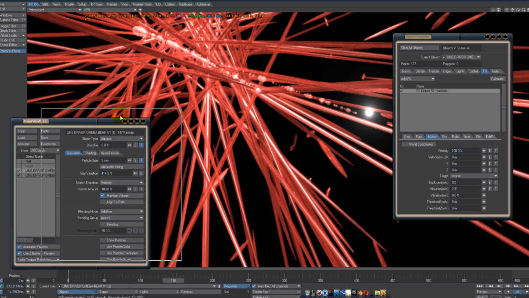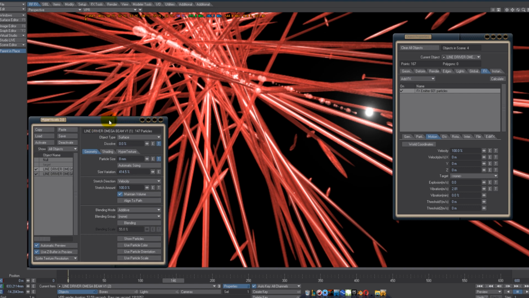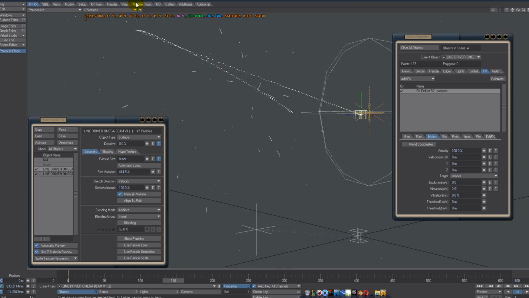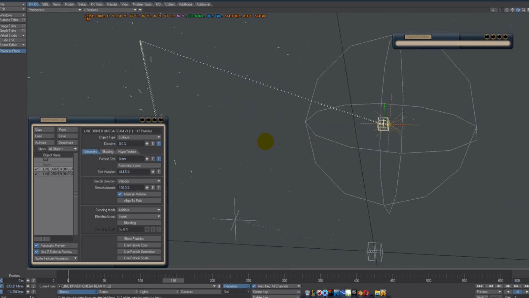What are we looking at? So this is just Lightwave particles, hypervoxels, and basically this is what it is.